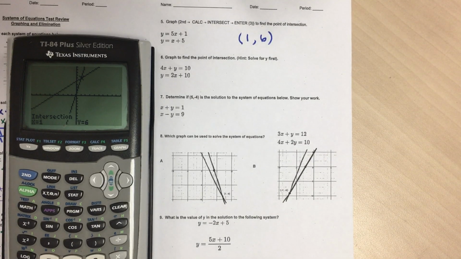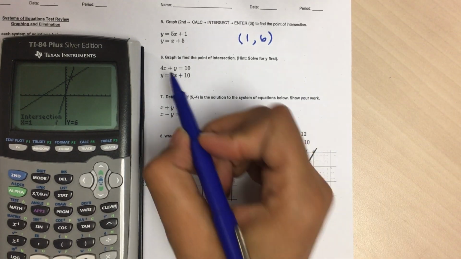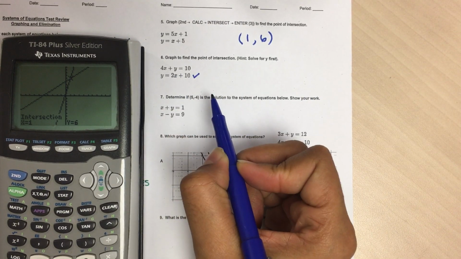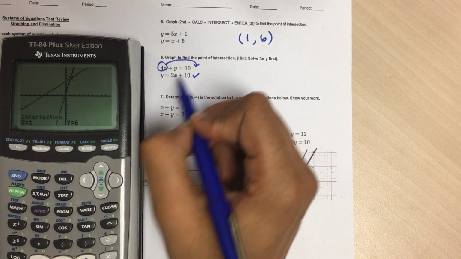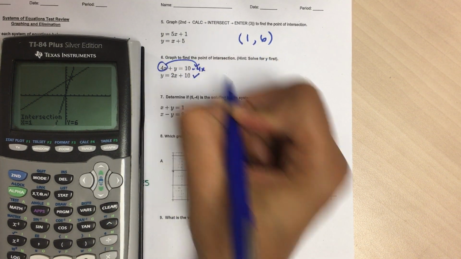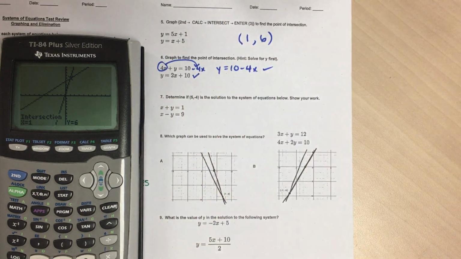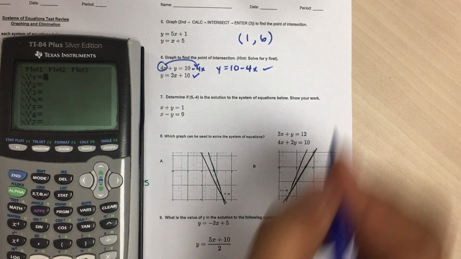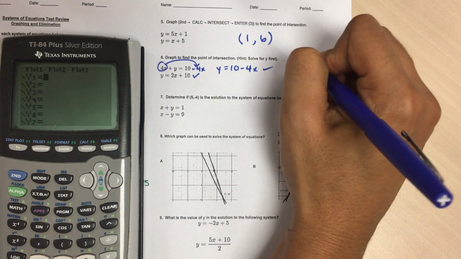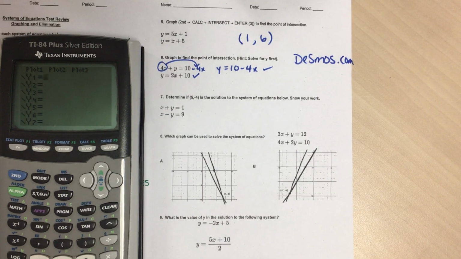Okay? For the second equation, this one's already ready for the calculator. That's solved for y already. Second equation, solve for y. Grab it, jump it, change the sign. And we have y equals 10 minus 4x. Now it's ready for the calculator as well. You could do that exact same thing. Remember, you can use your online graphing calculator at desmos.com to help you get this graphing done.